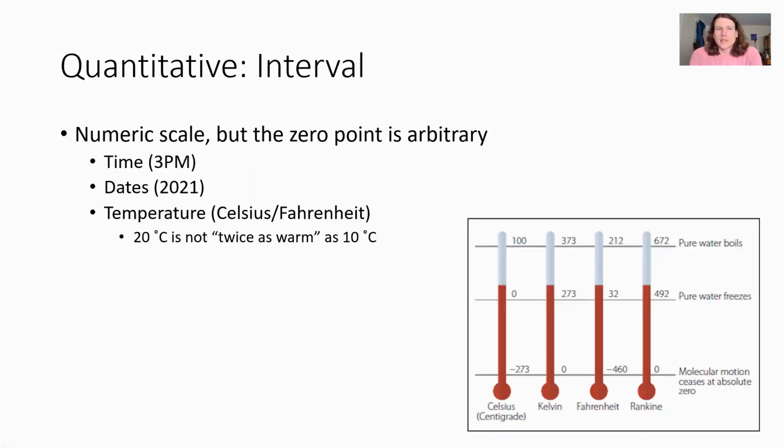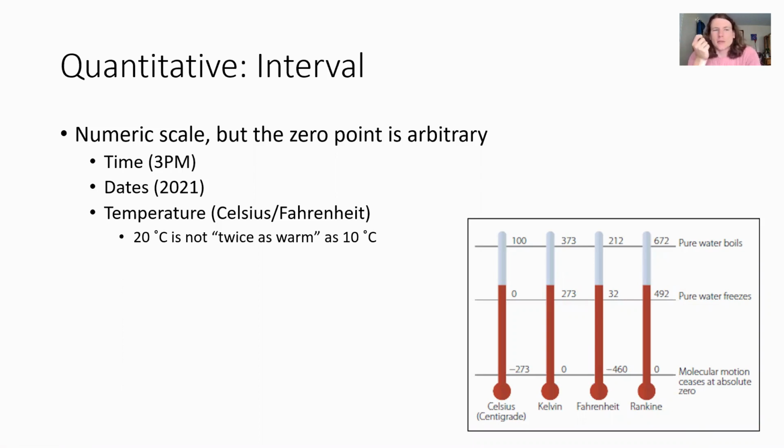Looking at quantitative data, we have the interval measurement scale. And so this is data that has a numeric scale, some numeric value to it, but the 0 point is arbitrary. So that might sound a little bit confusing, but hopefully I can help clarify.